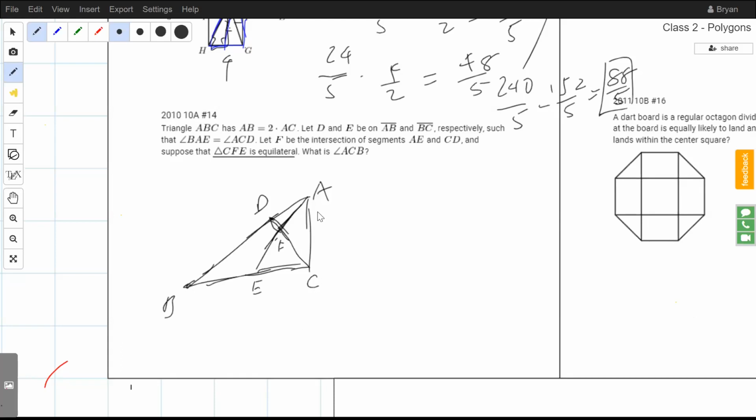But anyway, we have to find what the angle ACB is.